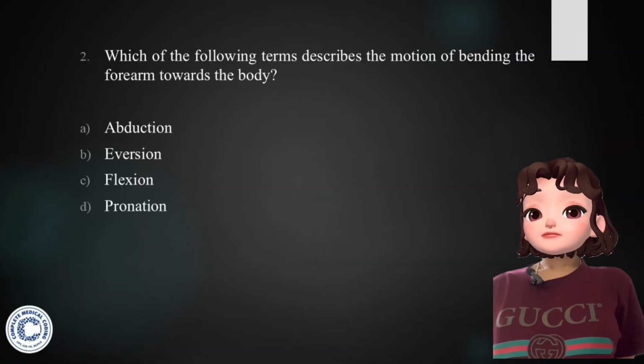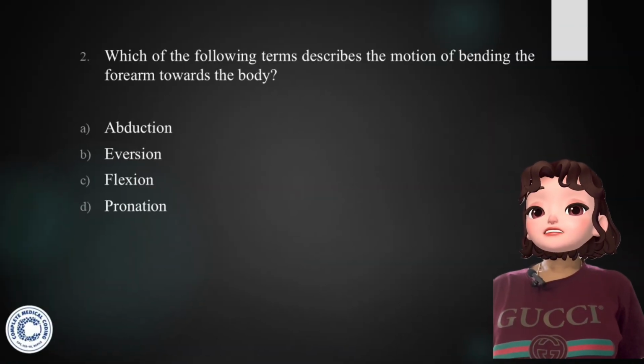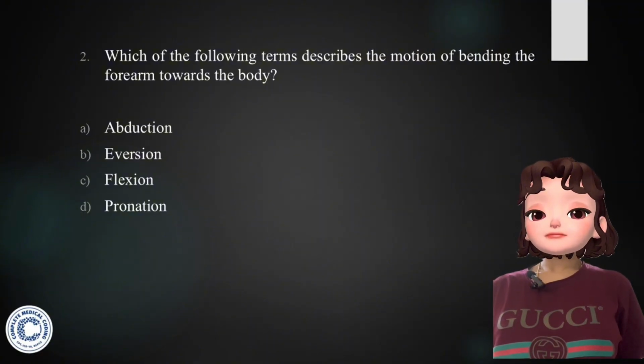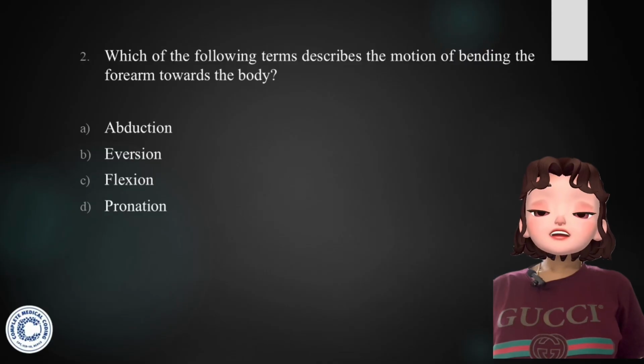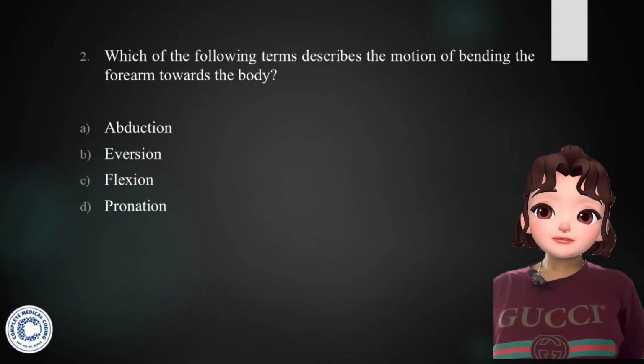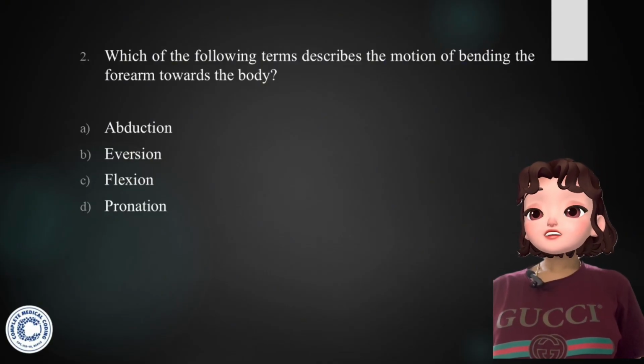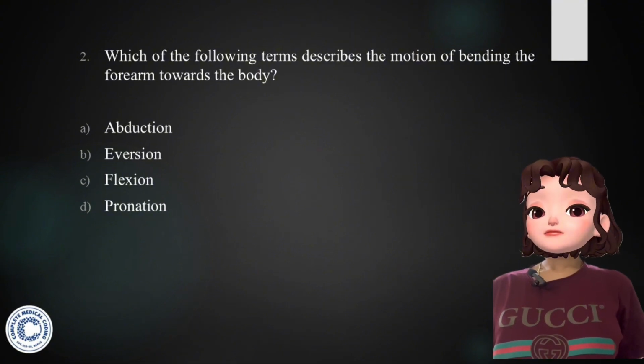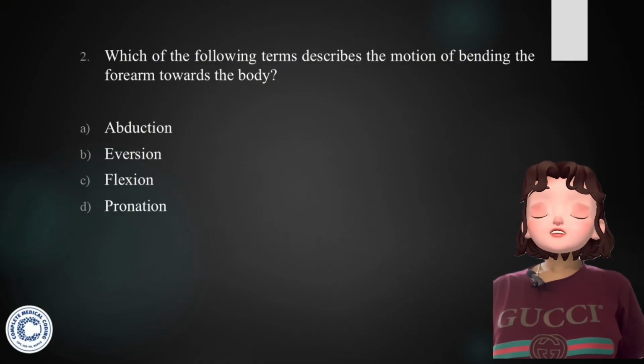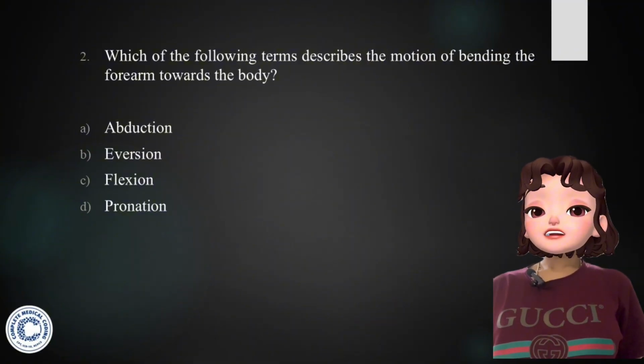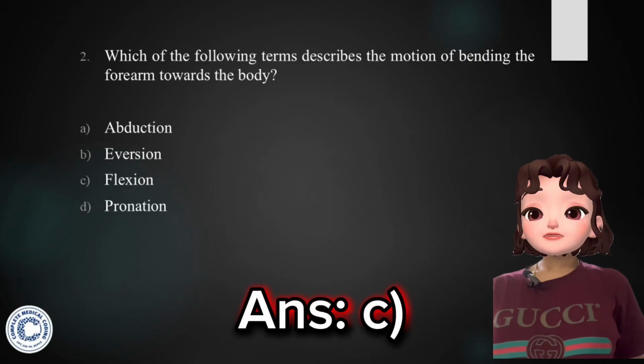Now second question. Which of the following terms describes the motion of bending the forearm towards the body? Option A, abduction. Option B, eversion. Option C, flexion. And option D, pronation. So which term describes the motion of the forearm bending towards the body? Answer here is option C, flexion.